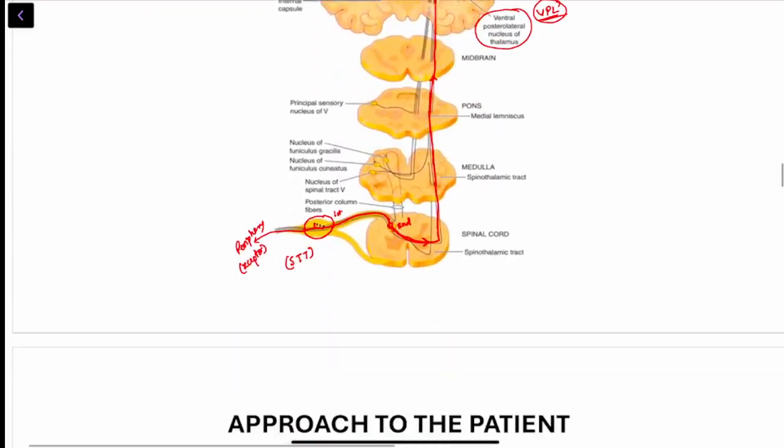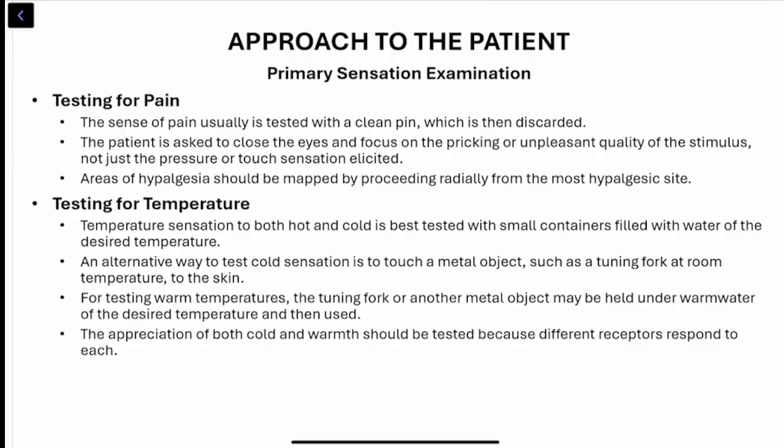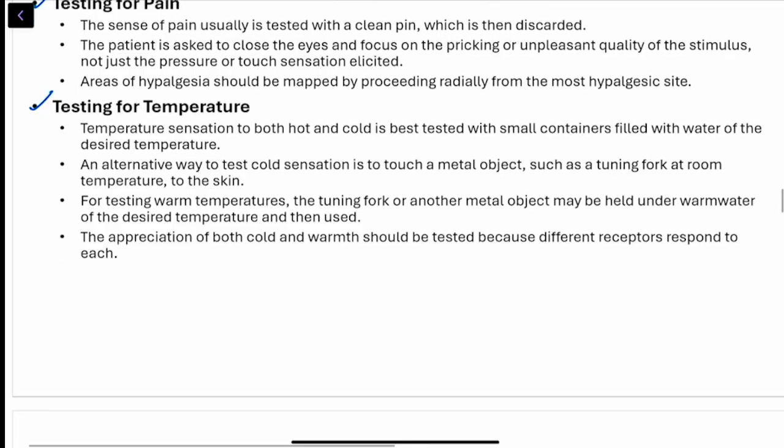Now the patient comes to you with complaints of numbness, tingling, and or other sensory complaints. How will you approach the patient? First of all, you will do a primary sensory examination. How will you examine the primary senses? There are three primary senses mainly, which are very important for survival. First is pain, second is temperature, third is touch.